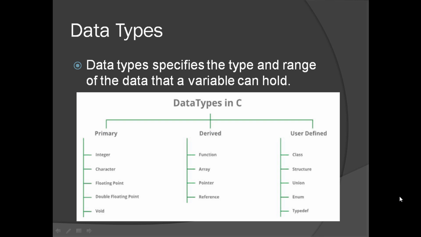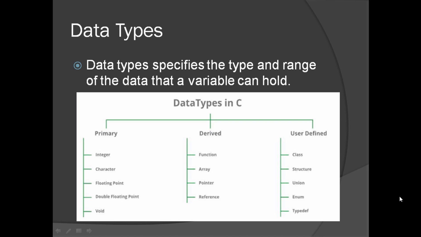Let us see the classification of data types in C language. First one is primary or primitive. We can call primary as primitive or built-in. The next one is derived data types. And the next one is user defined data types. So in this particular video we will see only primitive data types in C language.